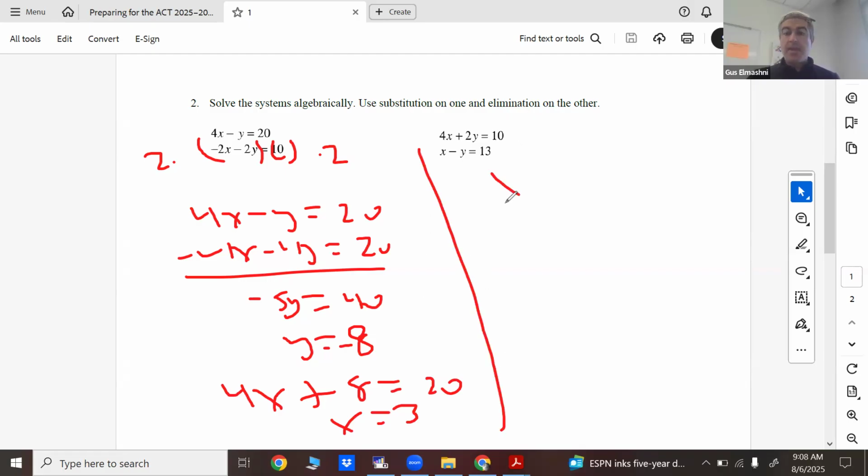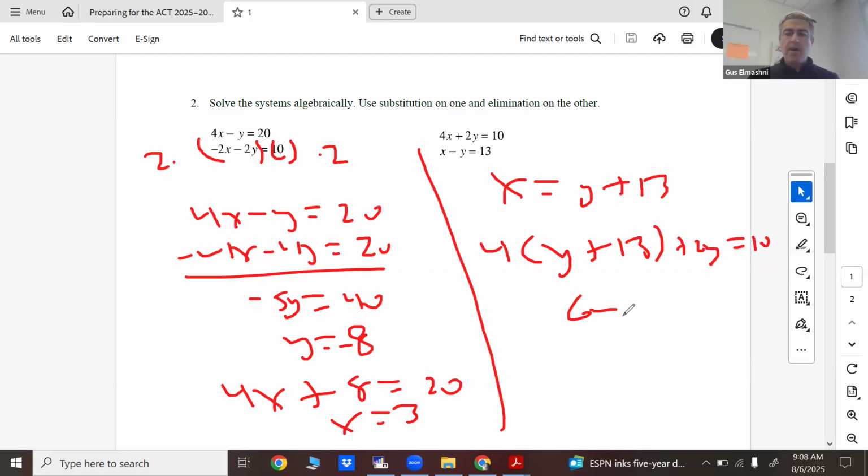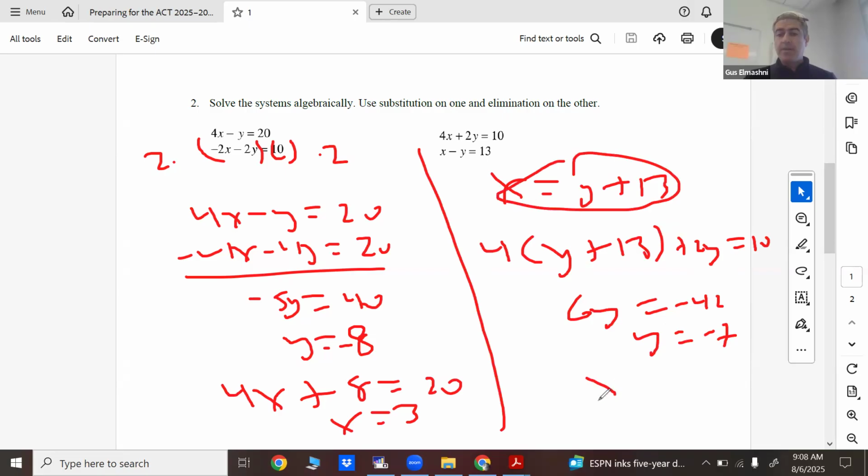Here, if I did substitution, let's say I get x by itself. You get y plus 13. Replace the x in the other equation with that expression. Work it out. You get 6y equals -42. Y is -7. Throw it back into either equation. Throw it back into this one over here. X equals 6. And remember, these are lines still, right? You can punch these in. These are lines. They see where they touch. So, all right.